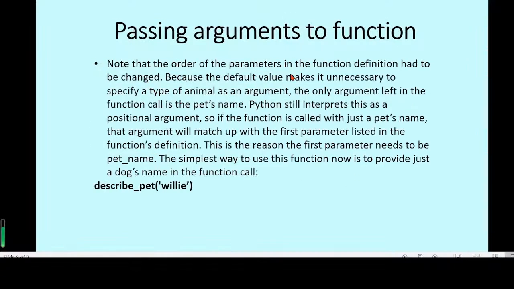Note that the order of the parameters in the function definition had to be changed because the default value makes it unnecessary to specify a type of animal as an argument. So the only argument left in the function call is the pet's name. So Python still interprets this as a positional argument. If the function is called with just a pet's name, such argument will match up with the first parameter listed in the function's definition. This is the reason the first parameter needs to be pet name. And the simplest way to use this function now is to provide just a dog's name in the function call.